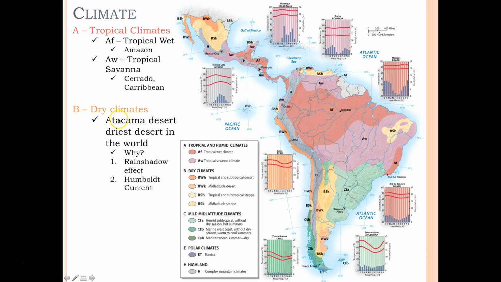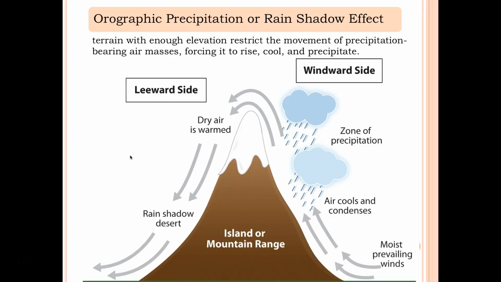Well, this has to do with a phenomenon that you should have read about in chapter 2, which is the rain shadow effect. What is the rain shadow effect? The rain shadow effect, or orographic precipitation, is essentially the role that mountains play in regional climates and local climates because of the physical barrier that mountains can be to moving air masses.